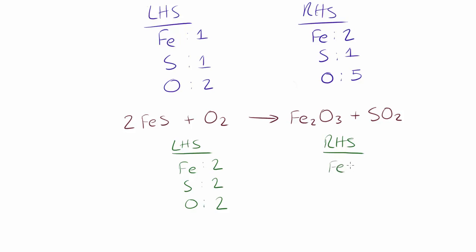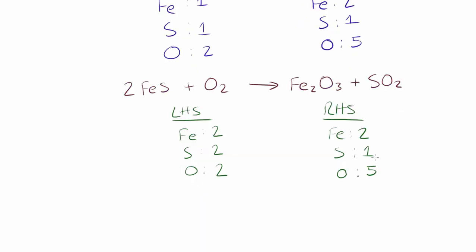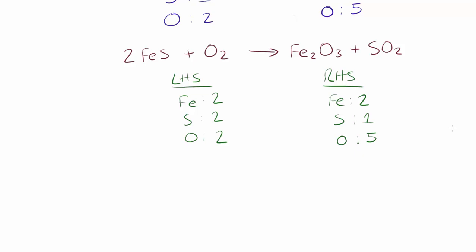So Fe is going to be 2, sulfur is going to be 1, and oxygen is just simply going to be what it was before. It's going to be 5. Okay. But what can we see here now? Well, as you can see at this stage, the iron is more balanced, right? You've got the equal number of iron on both sides, but the sulfur is not, and the oxygen is not. As I said, oxygen is on its own.